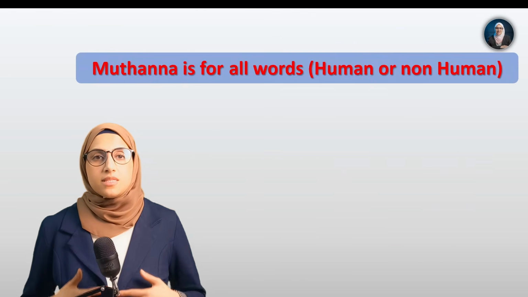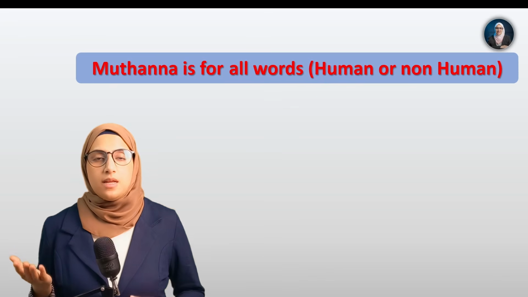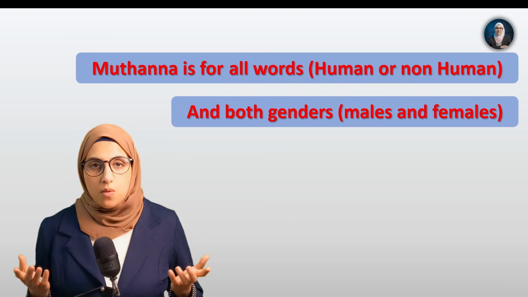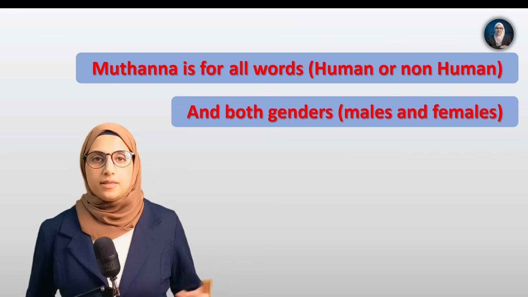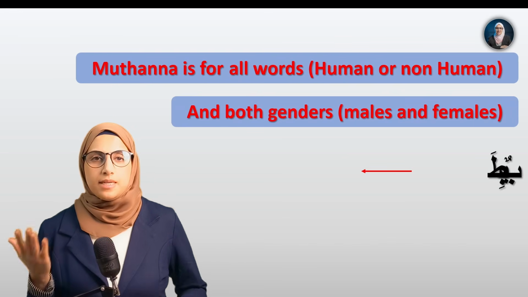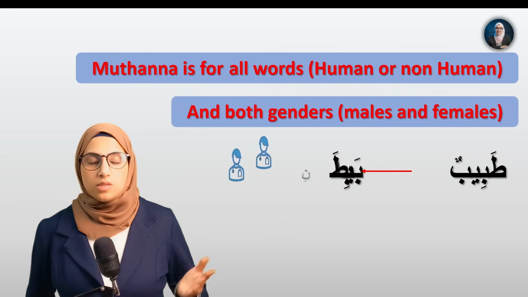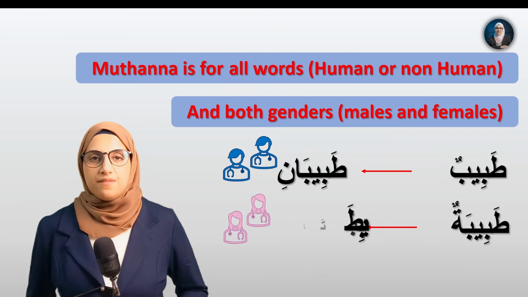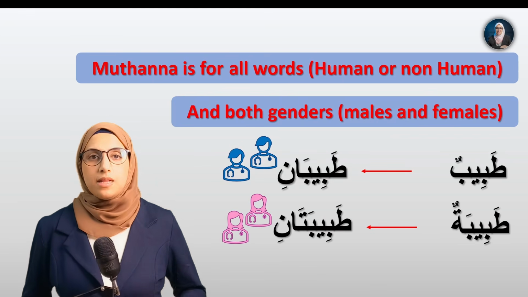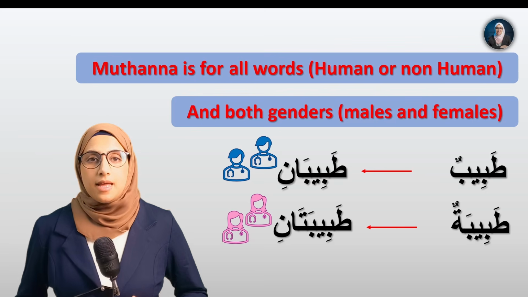This rule makes no difference between human and non-human words. Both are the same in changing them into dual form or مثنى. So if I have a word like طبيب, a doctor, 2 doctors are طبيبان. And the طبيبة, a female doctor, 2 female doctors are طبيبتان.